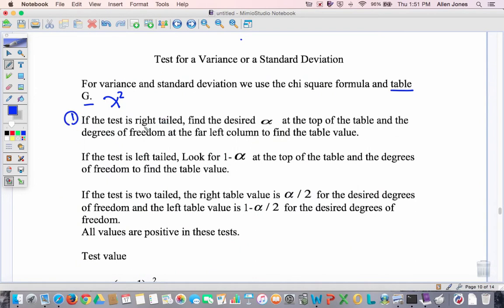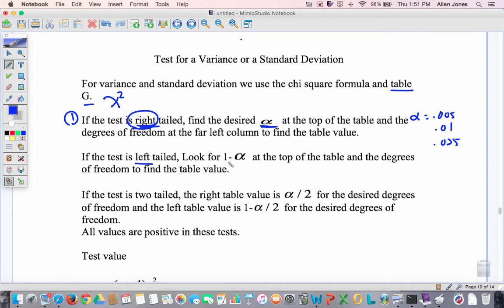If it's a right-tailed test, we simply use alpha at the top. And that should make sense because, looking at your table, the right-hand side of the table contains the smaller numbers. Alpha is the area in the tail of the curve, so 0.005 or 0.01, 0.025. Those types of numbers are your alpha. They're on the right-hand side of the table. They're also used for a right-tailed test.